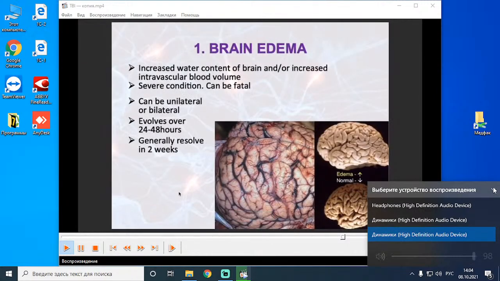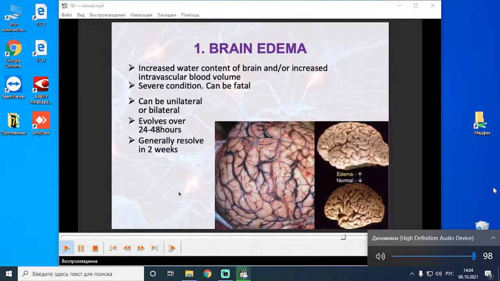Brain edema. Increased water content of the brain and/or increased intravascular blood volume. Severe condition, can be fatal. Can be unilateral or bilateral. Evolves over 24 to 48 hours. Generally resolves in 2 weeks. You can see normal brain and edema of the brain.